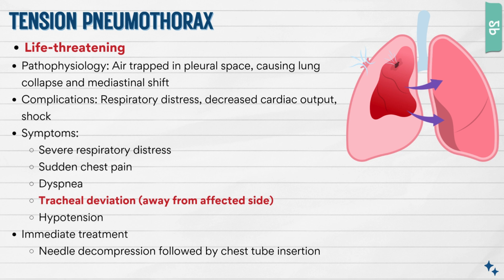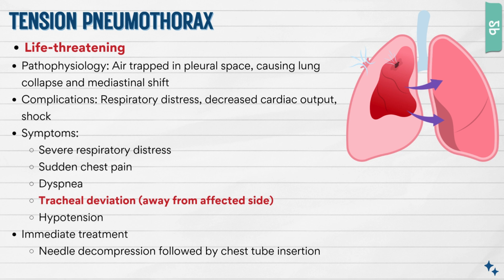If you see tracheal deviation, you need to be emergently preparing for a chest tube. Like, we're not taking them to the OR. We don't have time. It's going to be at bedside. Okay.